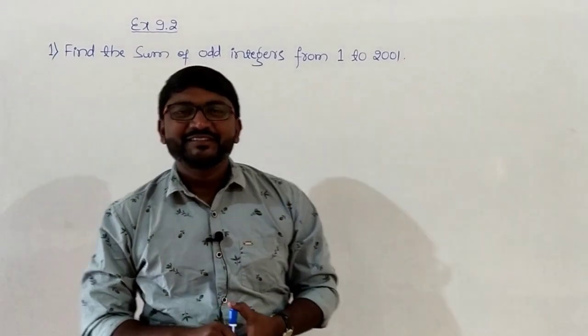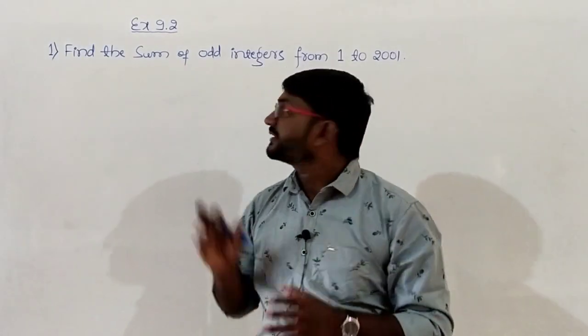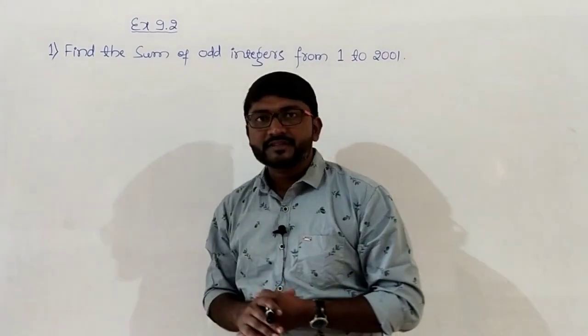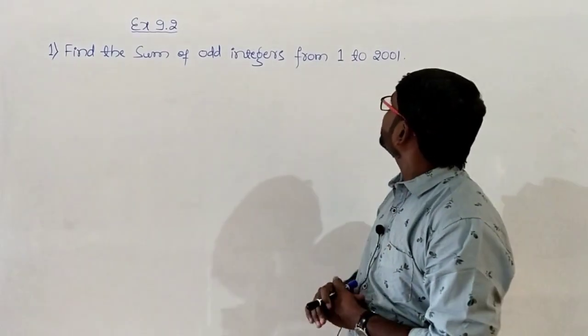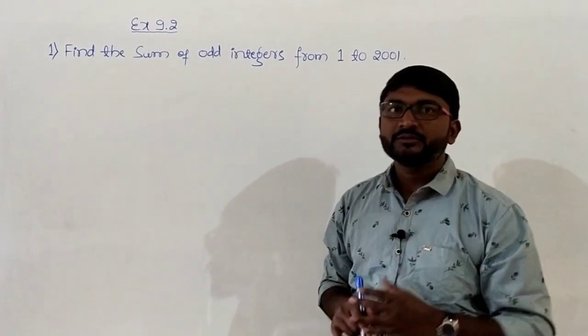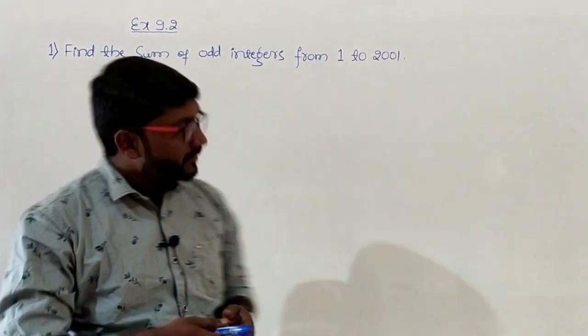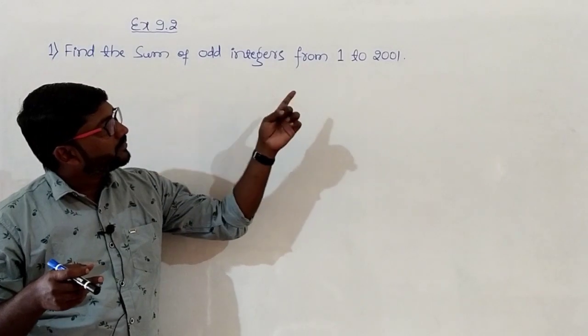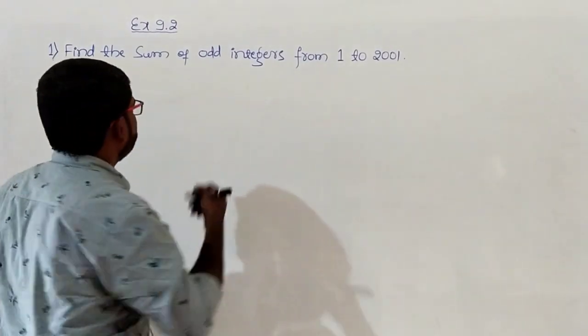Good afternoon, students. Today we are going to start with exercise 9.2. In that, the first question is: find the sum of odd integers from 1 to 2001. So here we have to find the sum of the odd numbers from 1 to 2001.